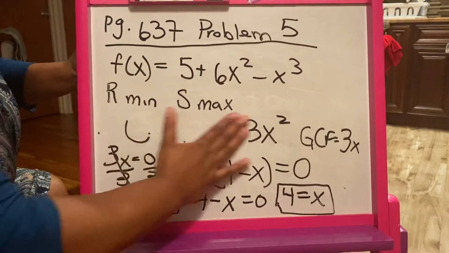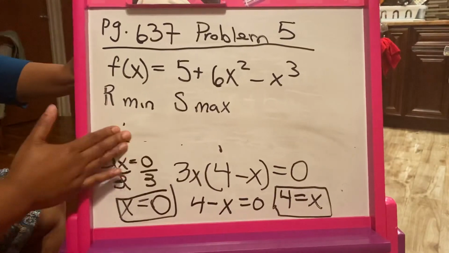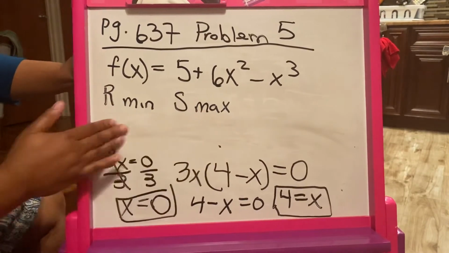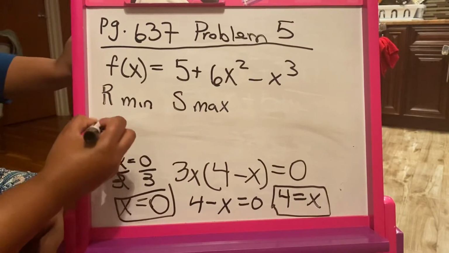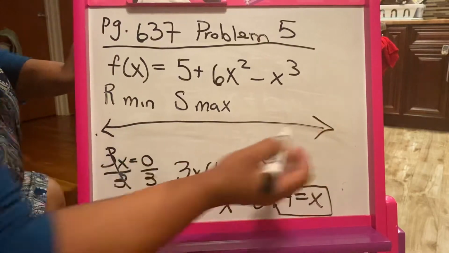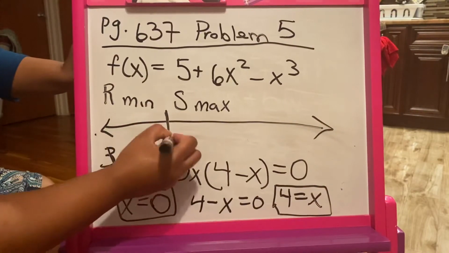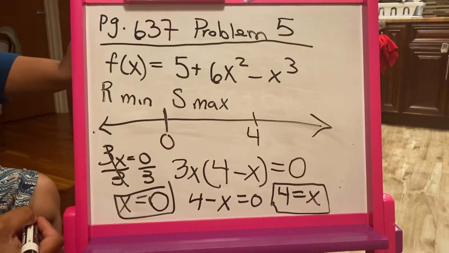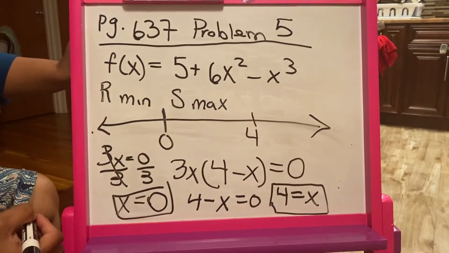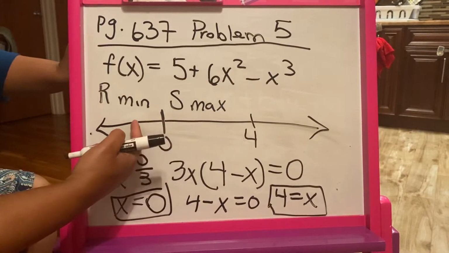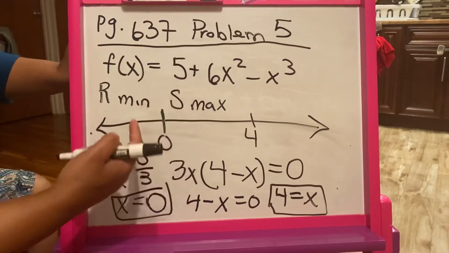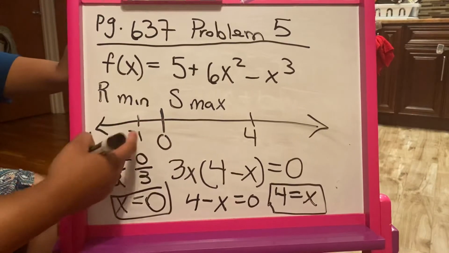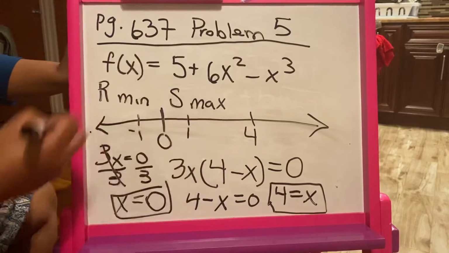Now, in order to figure out which one is my maximum point and my minimum point, I've got to create a number line where 0 and 4 could be my stationary points. I'm going to use test points. That means 1 less than 0 and 1 more than 0. So 1 less than 0 is negative 1. 1 more than 0 is positive 1.